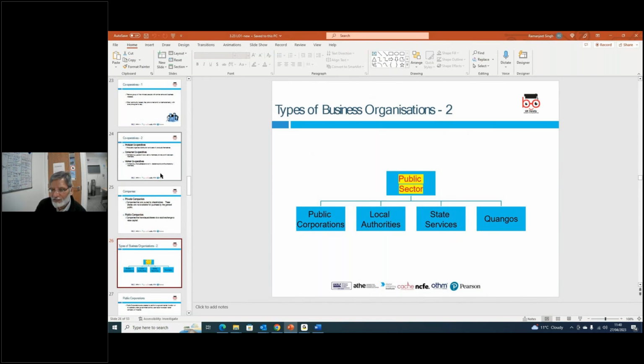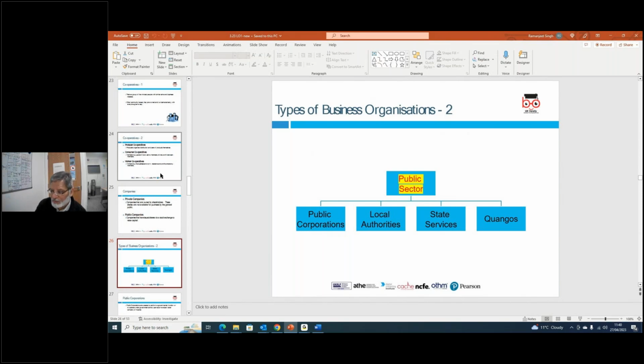From the private sector, we move now to the public sector. Public sector organizations are owned or run by the local government or central government, right? The private sector is different from the public sector in the sense that public sector organizations are not there to make a profit, but they provide a service. For example, local authorities provide a service, road building.